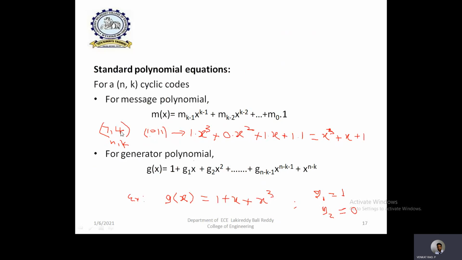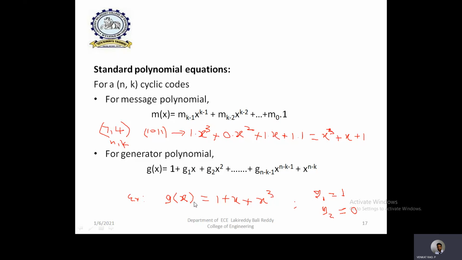Similarly, if it is a 7, 4 cyclic code, then the first term must be 1 and the last term must be x power n minus k, meaning 3. 7 minus 4, that is 3. So first term 1, last term is x cube. So 1 plus x cube. In between, there will be some generator coefficients. Okay, we'll see what these generator coefficients are.